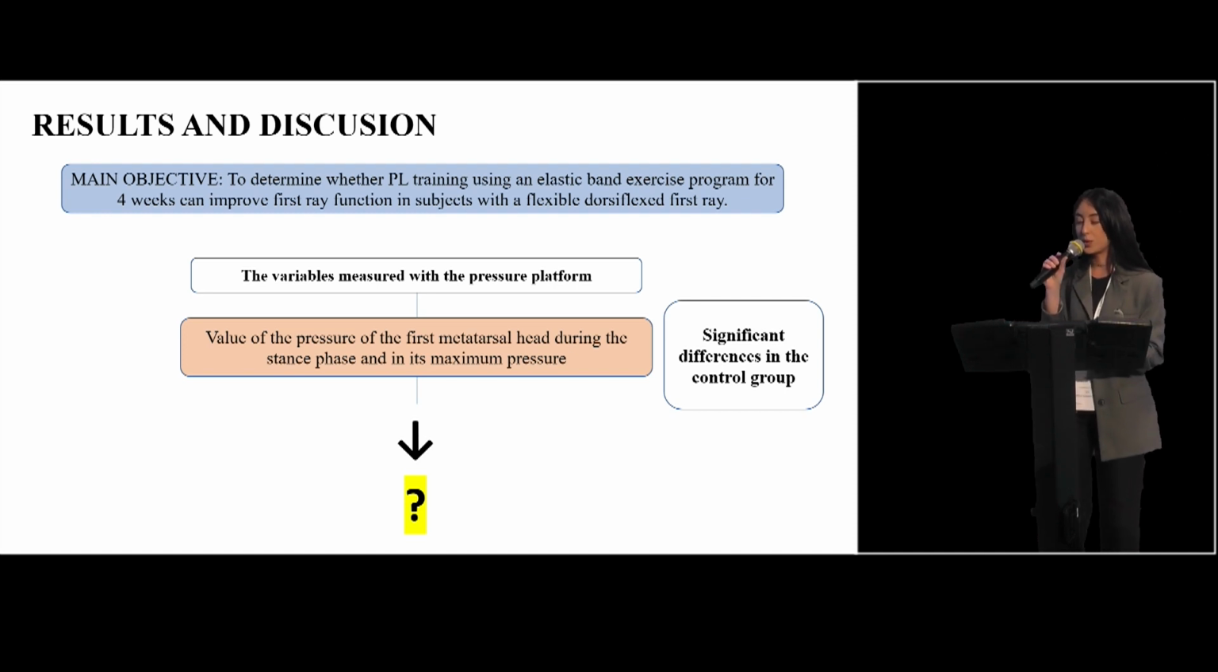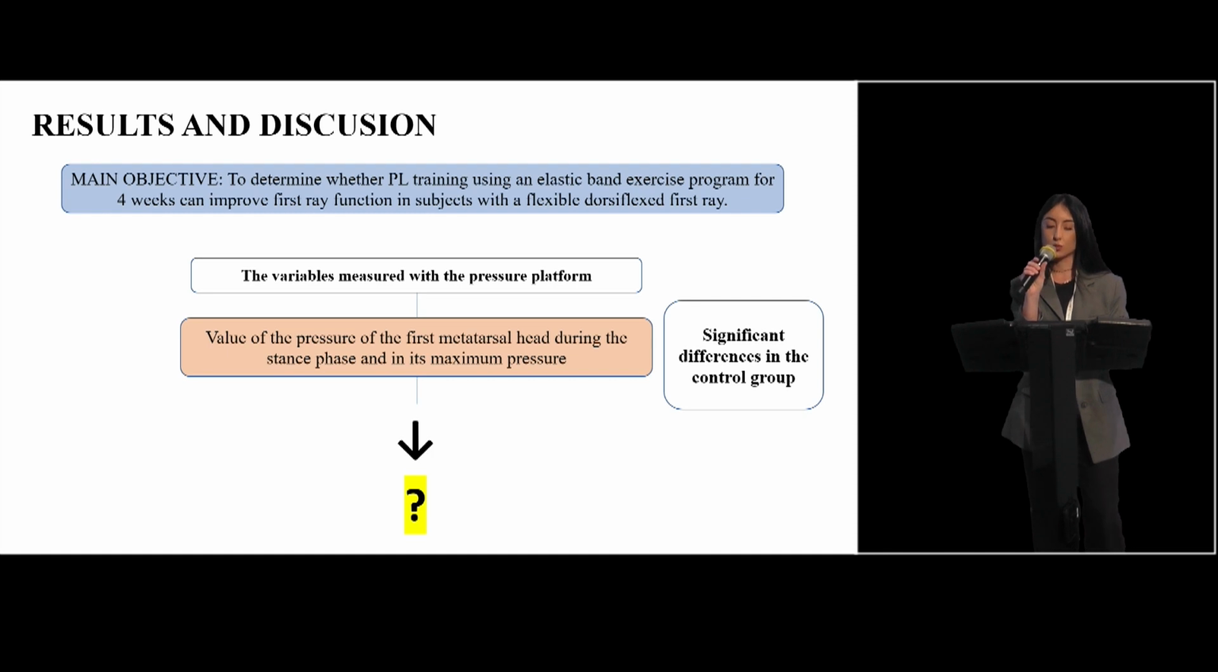Regarding the variables measured with the pressure platform, the control group obtained significant differences in those two variables. However, in both cases, the variables decrease in value. We think this may be due to the small sample size used in this study, as these subjects didn't undergo any treatment that could influence these changes.